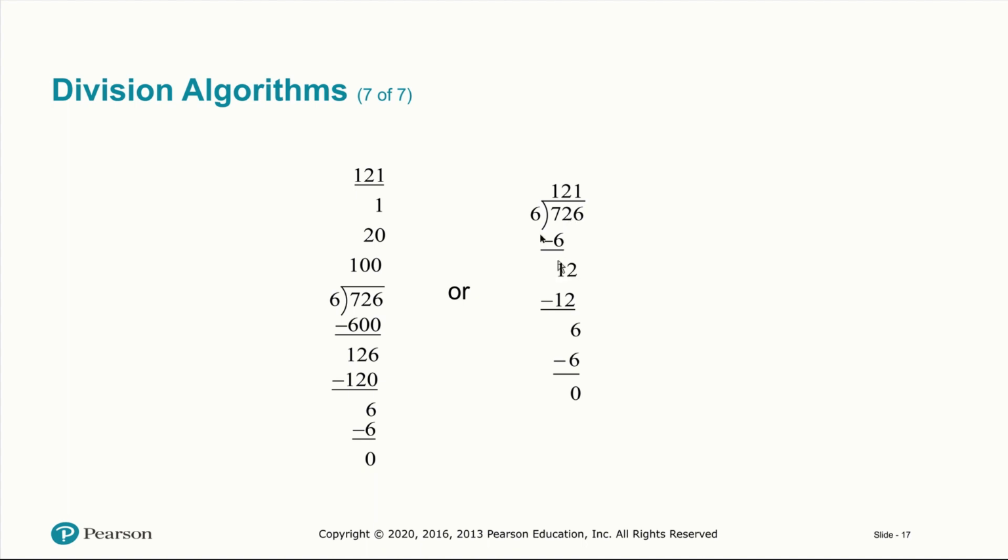Bring down the 2. 6 goes into 12 twice. 2 times 6 is 12. That leaves 0, so we bring the 6 down. And then we know that 6 goes into 6 once. So 1 times 6 is 6, and we end up with a 0 at the end. So these are different ways of approaching the problem, but we usually just end up with this highly efficient standard algorithm.